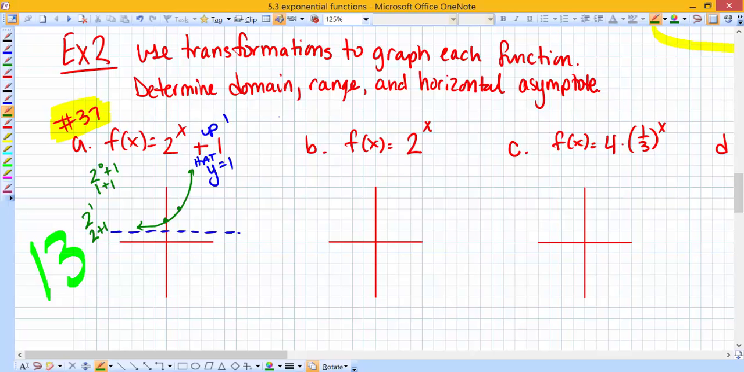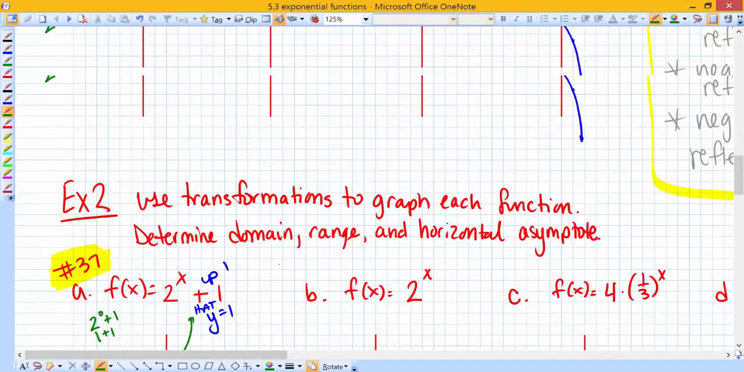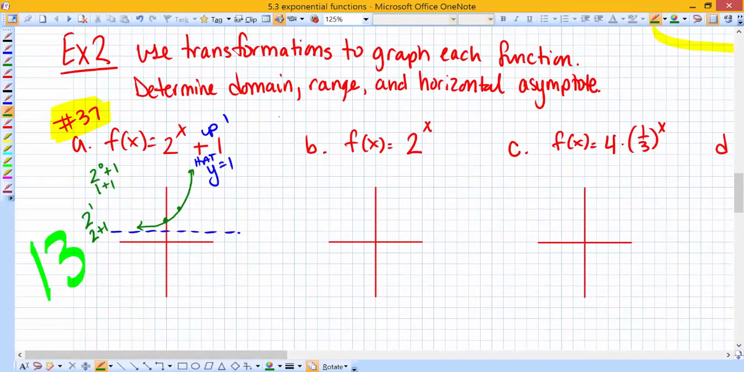And again, that's plugging points. I don't need to plug points for B. I already did B for you back here. I'm not going to do that one again. But let's talk about domain and range. Domain of exponential functions.